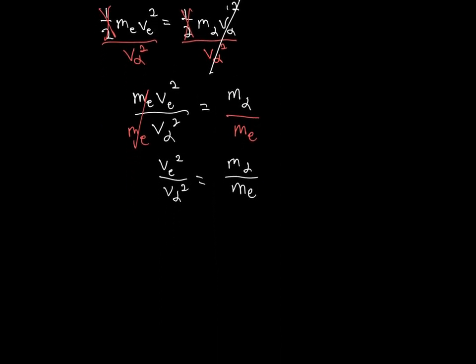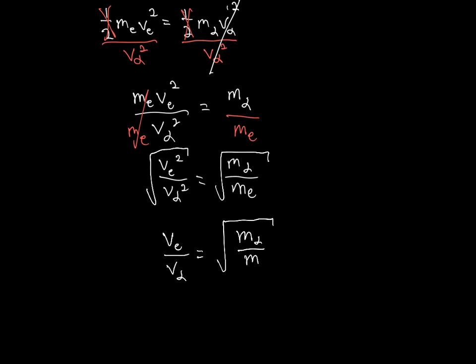Now how do I get this to just V electron over V alpha? Take the square root of both sides. Take the square root of the left, square root of the right. V electron over V alpha particle equals the square root of the mass of the alpha particle over the mass of the electron.